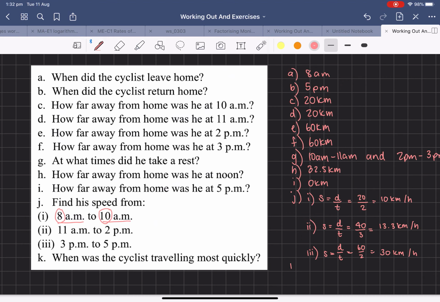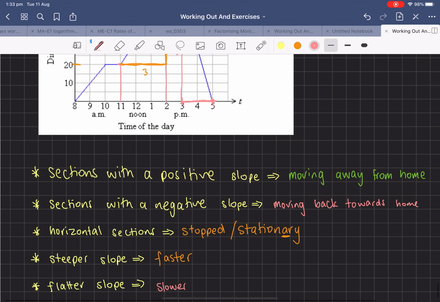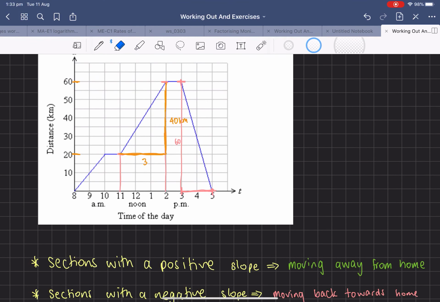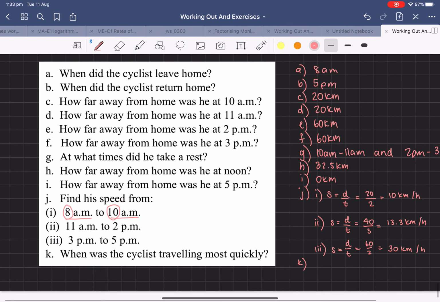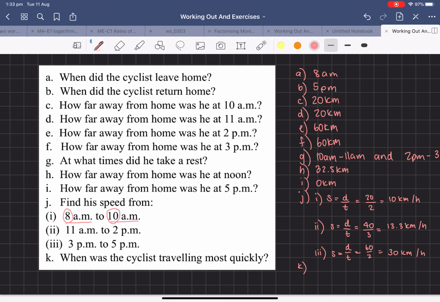And the last question, when was the cyclist travelling most quickly? Well, two ways we can work that out. Firstly, looking at the graph and saying which section has the steepest slope. And I can see from the graph that this section has the steepest slope. But also, I just calculated all of the speeds. So he's travelling the fastest when the speed is quickest or largest, which would be in part 3 when he's travelling 30 kilometres an hour. So when was the cyclist travelling the quickest? It would be between 3 to 5 p.m.